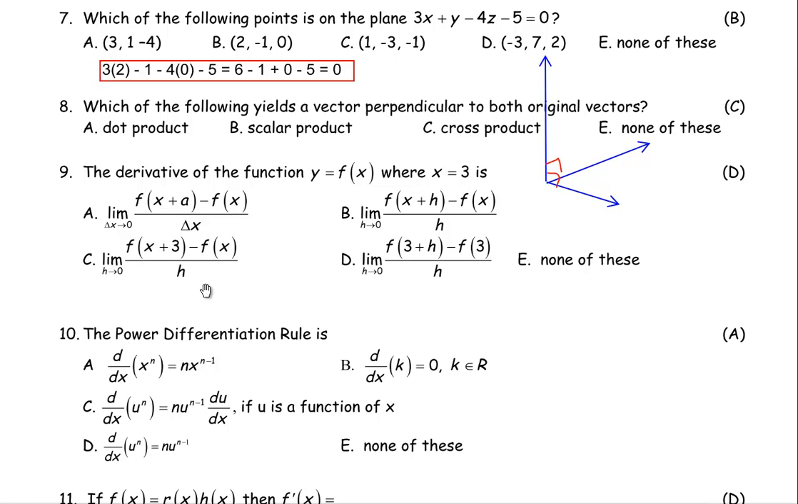And so the C one here is very similar to D. Notice the only thing is there's no f of 3 here, so that's why C is not correct, but D is.